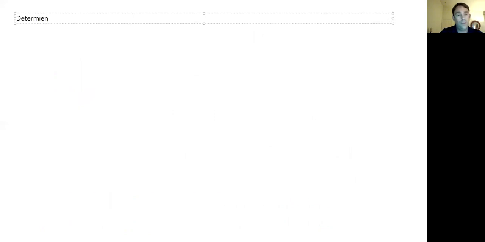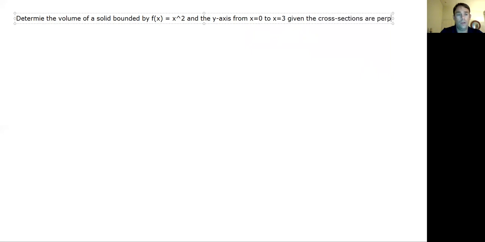All right. Determine the volume of a solid bounded by f of x equals x squared and the y-axis from x equals 0 to x equals 3, given the cross sections are perpendicular to the x-axis, and the cross sections are squares, equilateral triangles.